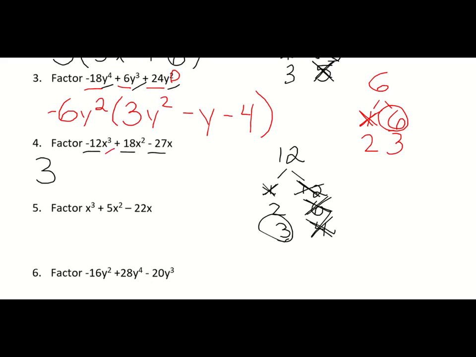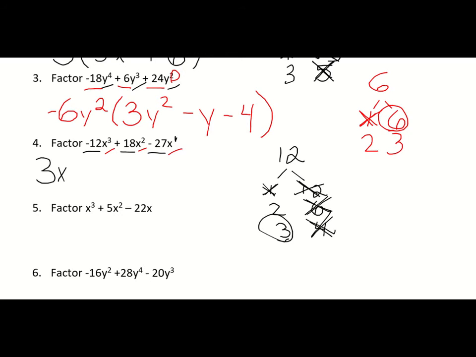Next, I'm going to see if all the terms have a variable. In this case, they do. They all have an x. So I'm also going to put an x with the 3. I want to put the smallest exponent there was with that. In this case, that was a 1. So I'm just going to keep it as 3x.